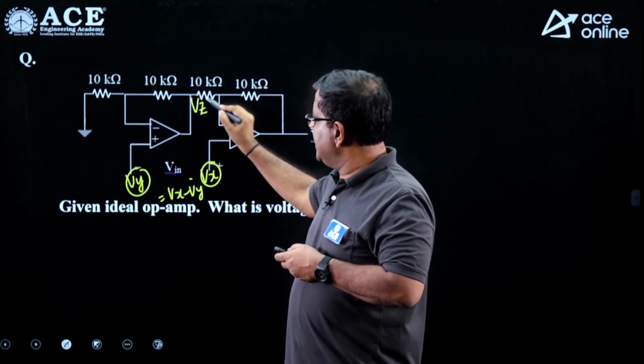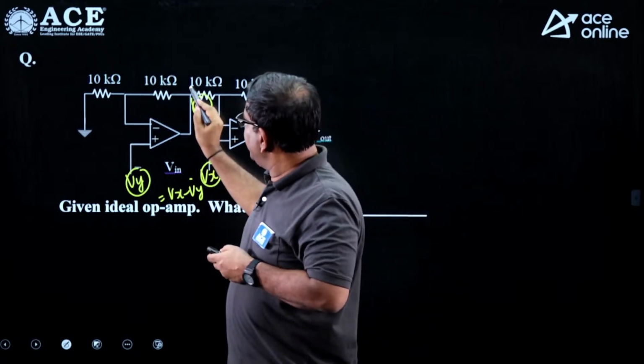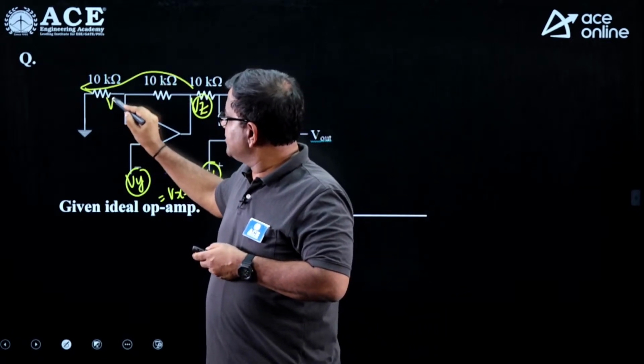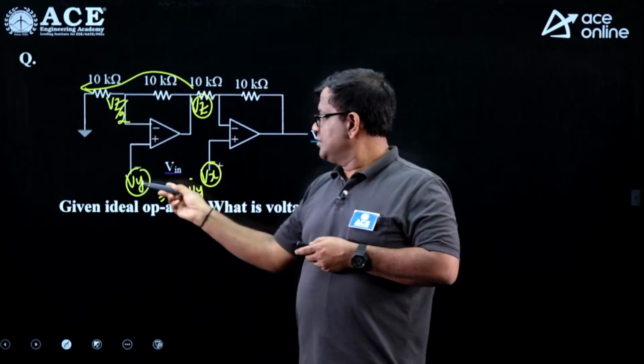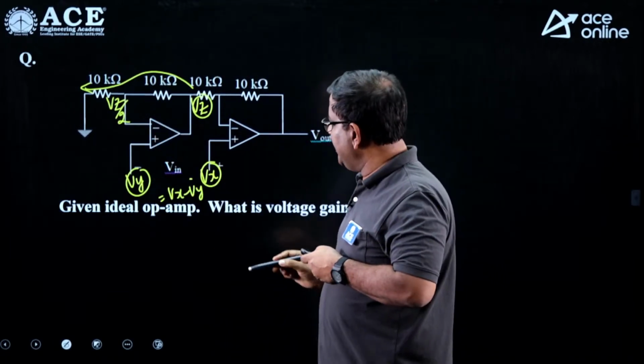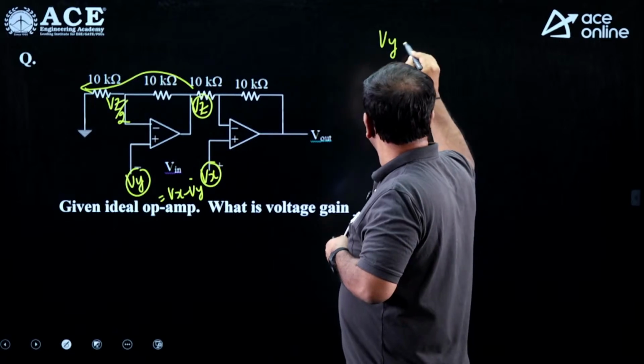So if I take Vz and apply voltage division here, this is going to be Vz by 2 because of two resistors of the same value. So your Vy is Vz by 2.